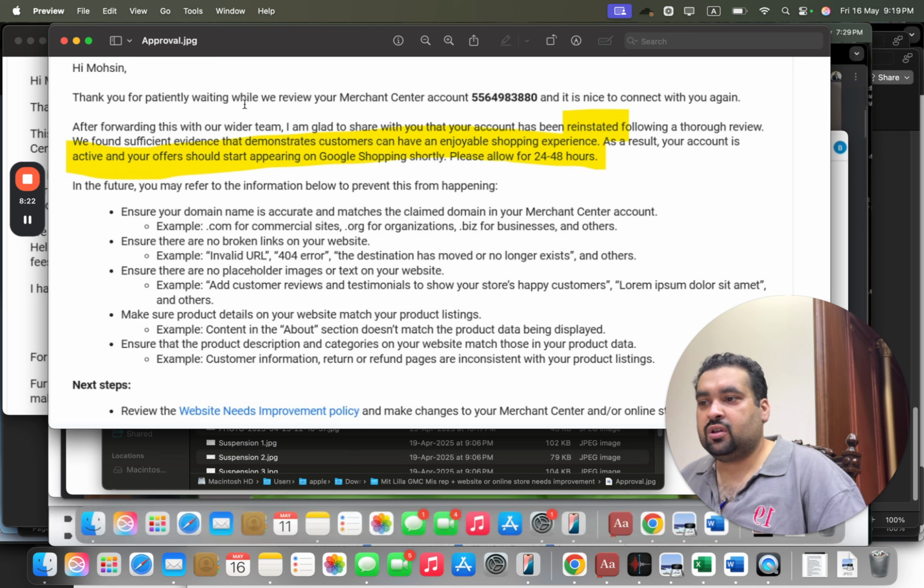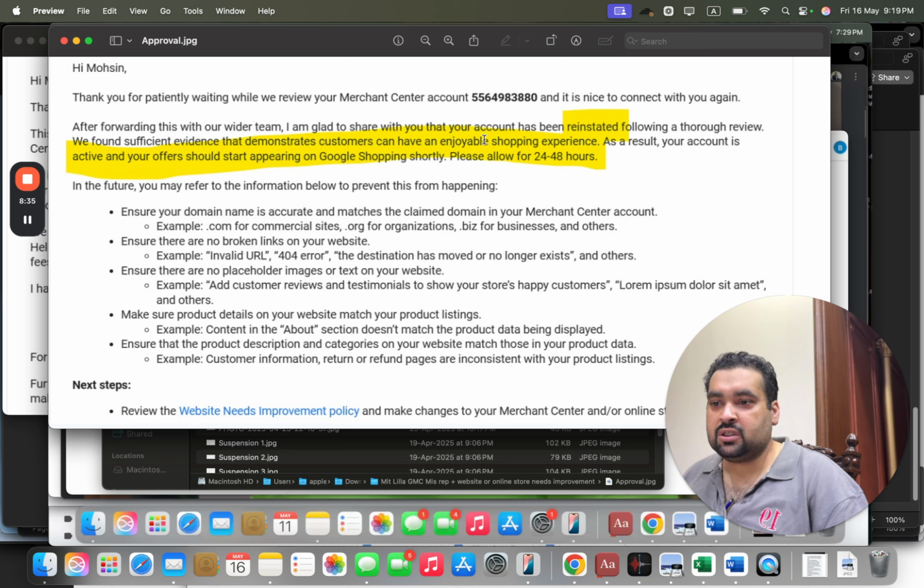patiently waiting while we review your Merchant Center account, and it's nice to connect with you again and forwarding this with our wider team. I'm glad to share with you that your account has been reinstated following a thorough review. We found sufficient evidence that demonstrates customers can have an enjoyable experience. As a result, your account is active and your offers should start appearing on Google Shopping shortly. Please allow 24 to 48 hours.